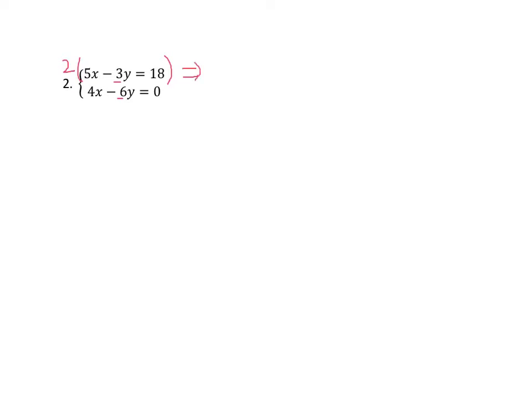2 times 5x is 10x. 2 times negative 3y is negative 6y. And that equals, you also have to multiply this times 2. 2 times 18 is 36. Okay, now let's write my bottom equation underneath it again. So 4x minus 6y equals 0.